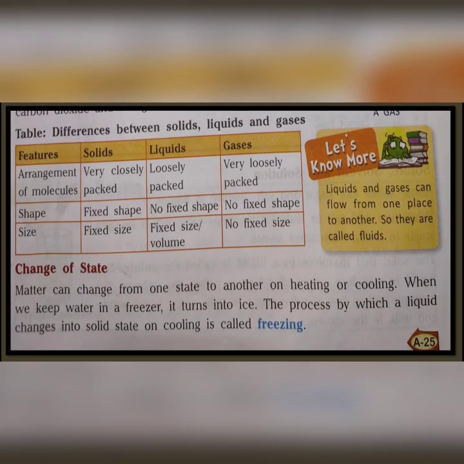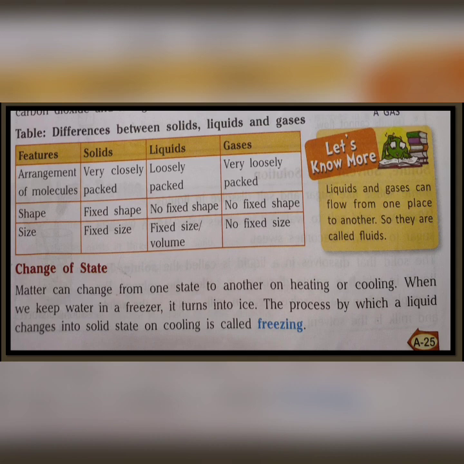Now, what are the differences between solids, liquids and gases? In solids, molecules are very closely packed, but in liquids loosely packed, in gases very loosely packed. Solids have fixed shape, but liquids and gases don't have fixed shape. Solids have fixed size, liquids have fixed size or volume, but gases don't have fixed size.